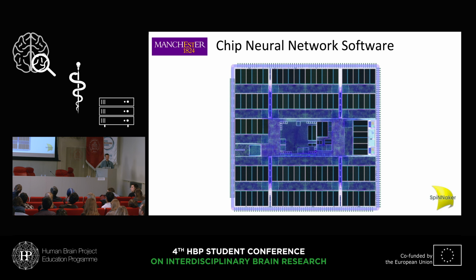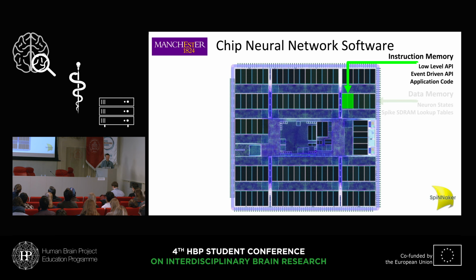Okay, so let's have a look at how the neural network software actually makes use of the chip architecture. First of all, there's your instruction memory. So basically in here, we load your low-level API, your event-driven API, and your application code. That all goes into that instruction memory. So there's not much of it, but we managed to get away with it anyway.